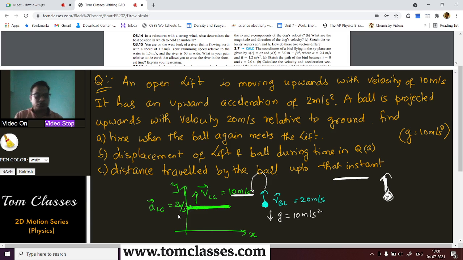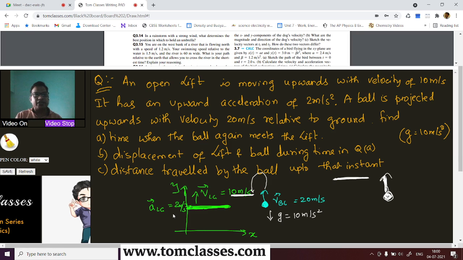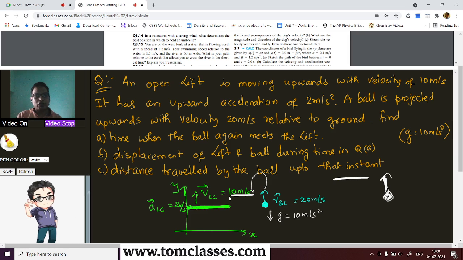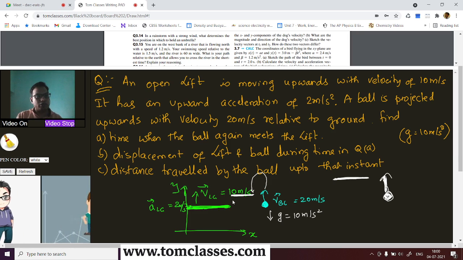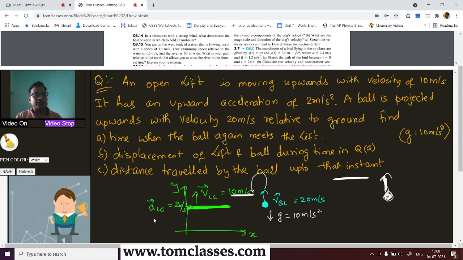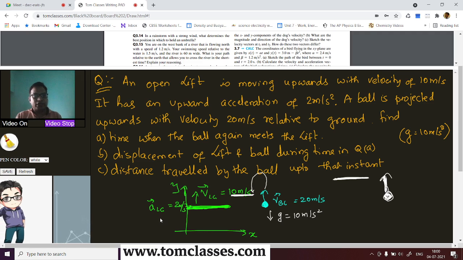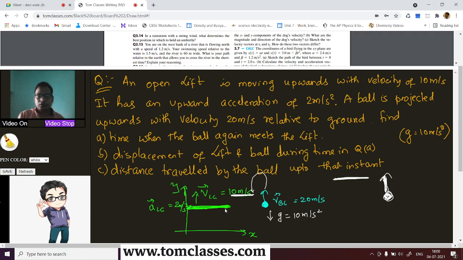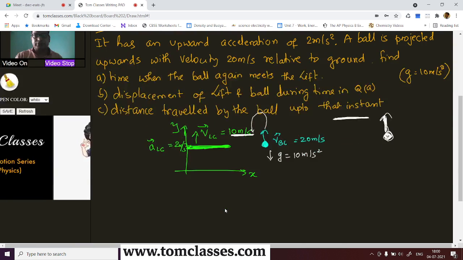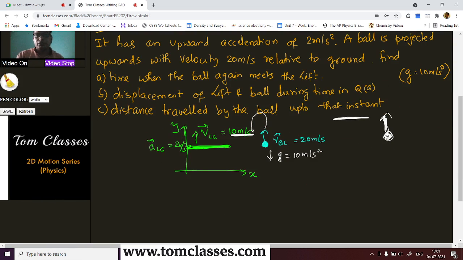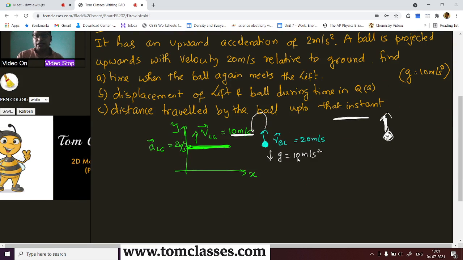The motion of the lift would have been downwards otherwise. Since it is saying that the lift is moving upwards with velocity of 10 meter per second, the motion is on the upward side. So this is a velocity with respect to ground, so it incorporates the g value. So V_BC is this, and this is g.